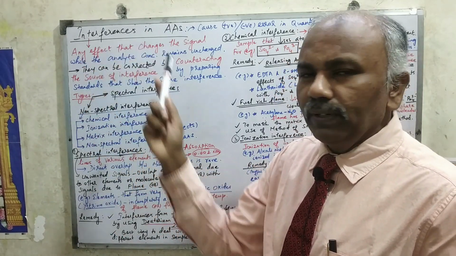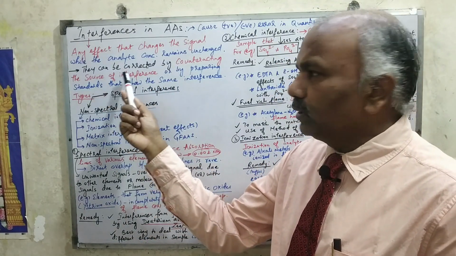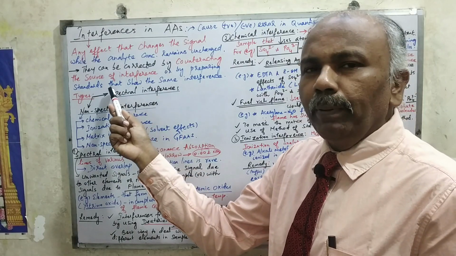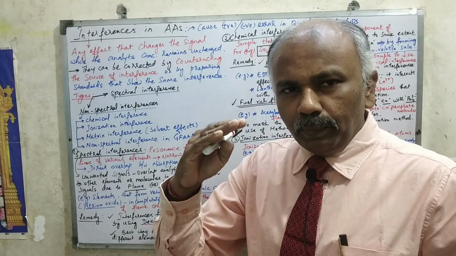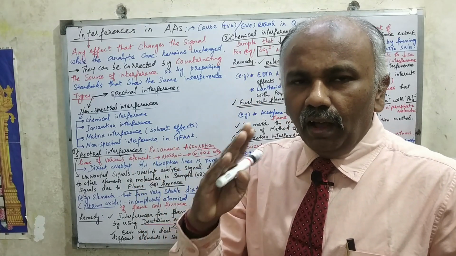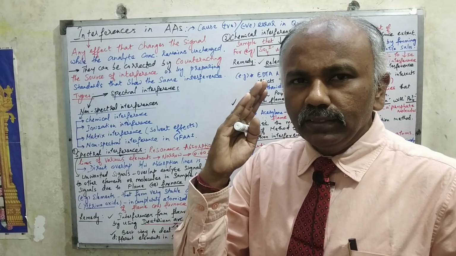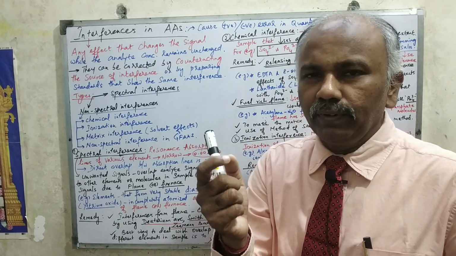So how can these interferences be corrected? They can be corrected by counteracting the source of interference or by preparing standards that show the same interference. So you have to prepare standards which match the same interference. Either you can do that, or you can counteract the source of interference. What may be the source and how will you rectify that?